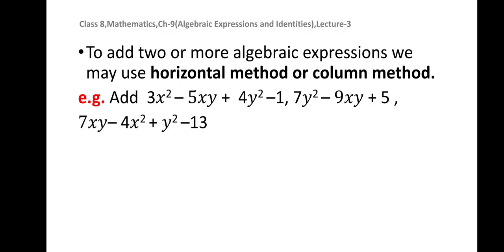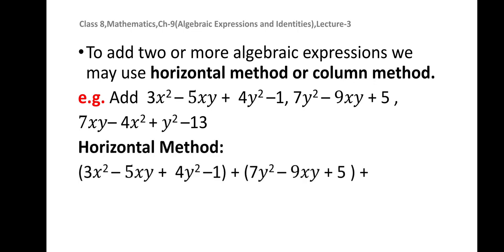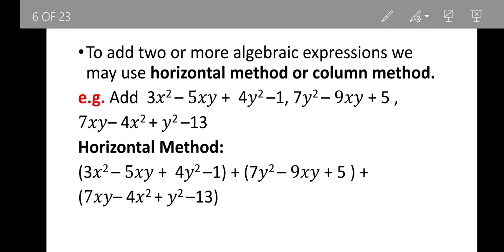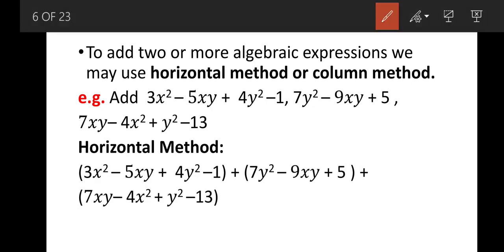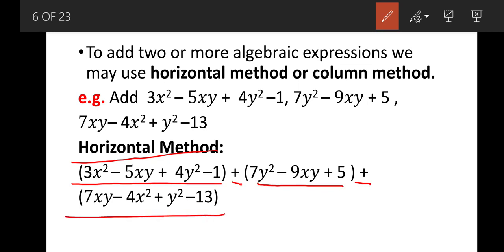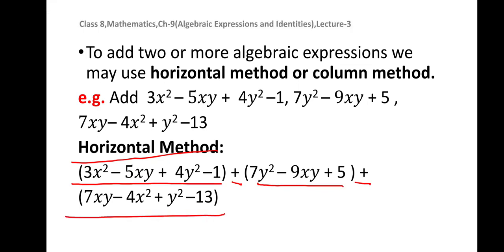First of all, I'm making you recall the horizontal method. In this, simply you're supposed to write the expressions the way I have written. I have written in a horizontal manner, that is why it is a horizontal method. I have written the first expression, then plus sign, second expression, then again plus sign, and then third expression. Simply I need to write the like terms together and then I will be able to get the required sum.